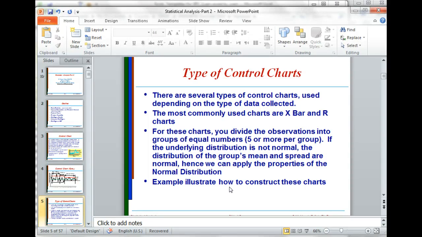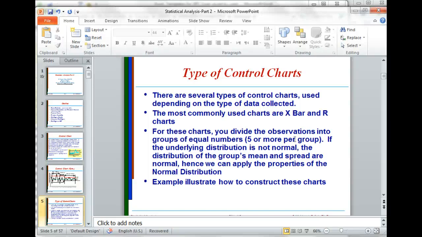But not all processes are normal. So if the process is not normal, or we are not sure about it, you plot the histogram and you don't see that it's closely following a normal curve. Then the question is, well, what do we do now? X bar and R charts are substitutes for processes that are not considered to be normal, and a combination of these two will show whether or not the process is in control.